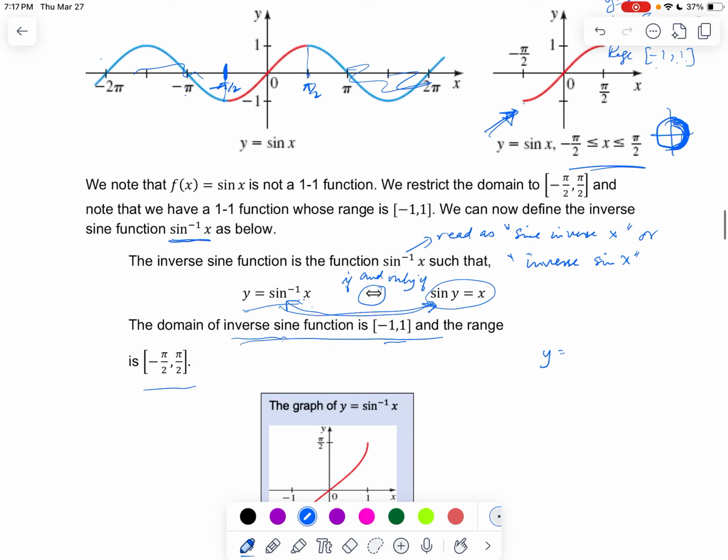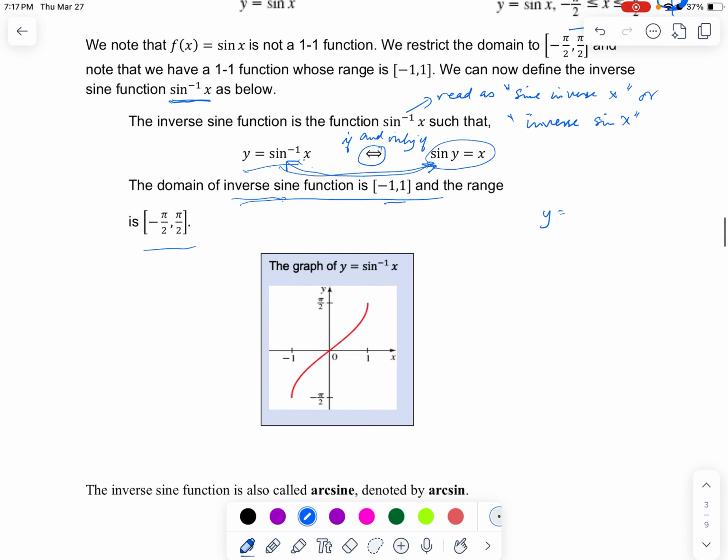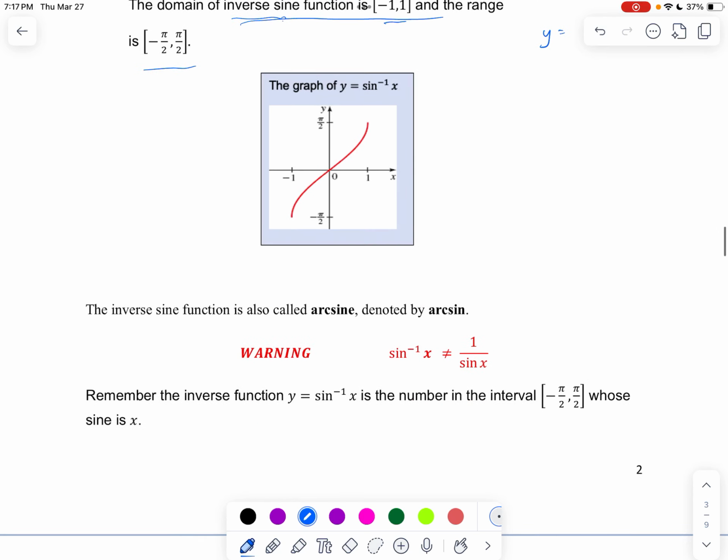The graph of sine inverse looks like this. You don't have to worry about the graph a lot, but this is how it looks. There is another notation that we use sometimes for the inverse sine. Instead of writing it like this, we can write it like this, but we read it as arc sine of x.